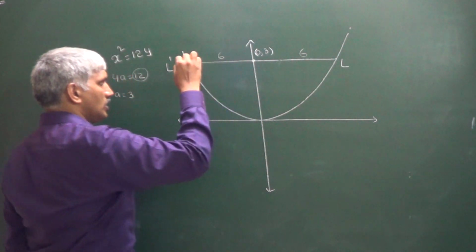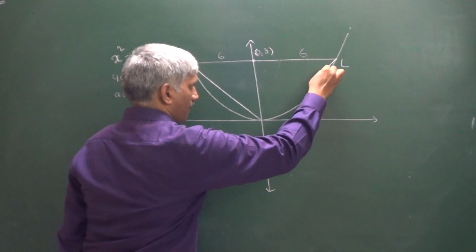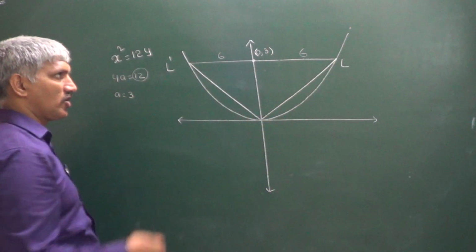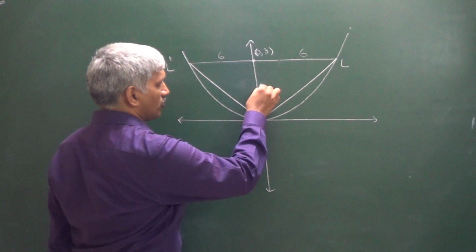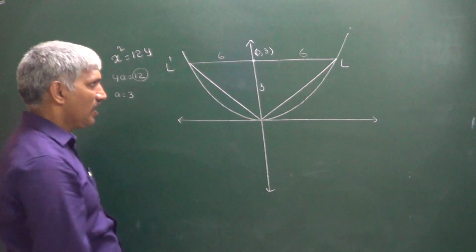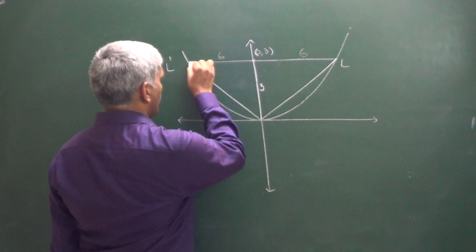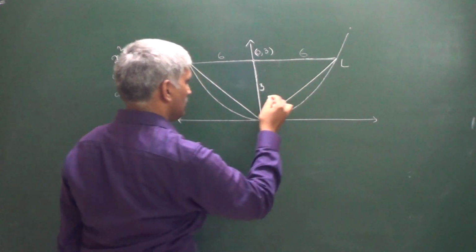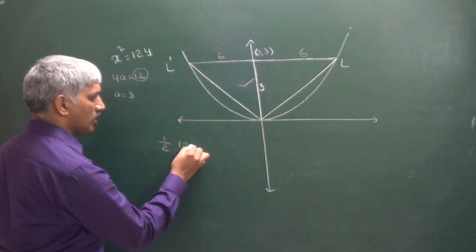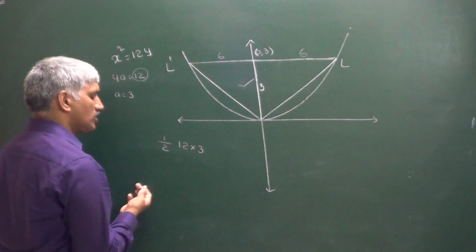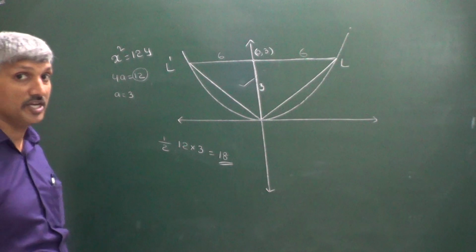This is also 6. Now we get a triangle by joining the vertex. That is the triangle, and we have to find its area. Yes, this length is the height, which is 3. So the height of the triangle is 3 and the base is 12. The area of the triangle is half into base 12 into height 3. 12 threes are 36, divided by 2, you get 18 square units as the area of the triangle.